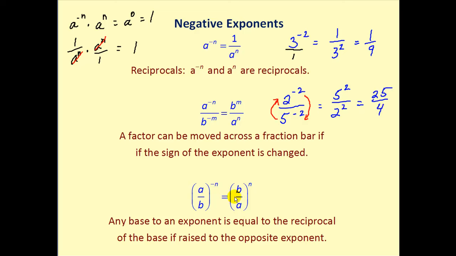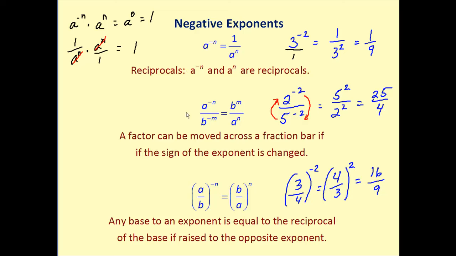And the last property of negative exponents: any base to an exponent is equal to the reciprocal of the base raised to the opposite exponent. So notice how if we have a over b raised to the negative n power, that is equal to the reciprocal, or b over a, raised to the positive n power. So if we have 3/4 raised to the negative 2 power, that is the same as 4/3 raised to the positive 2 power, which would be 16/9.